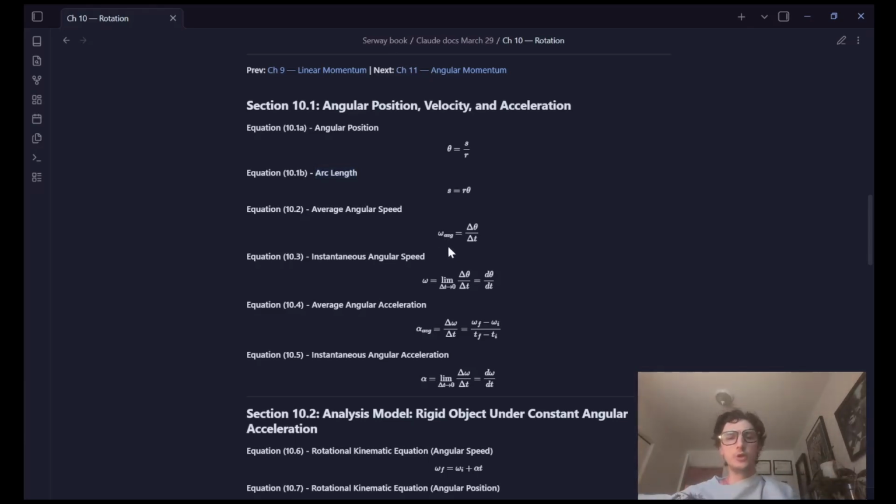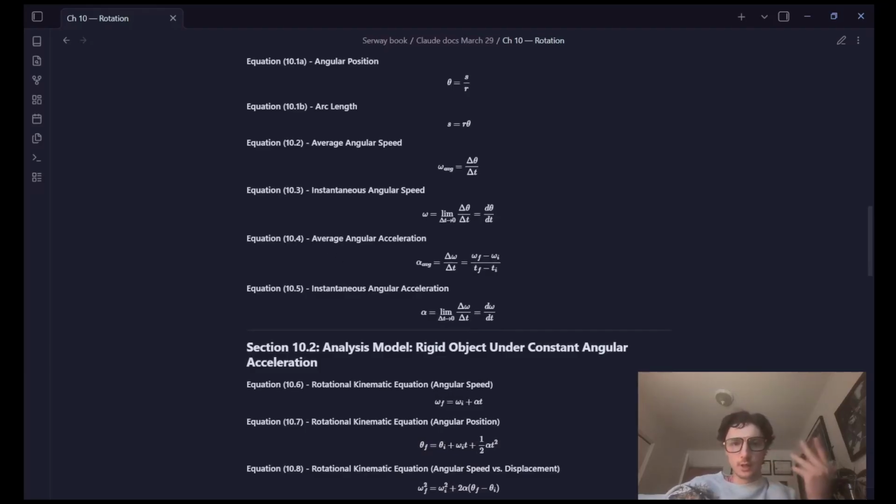Okay, so omega, which is angular speed, is the same as velocity when you learned it back in the day. V is equal to delta x over delta t. Now you just change the x for a theta and you change the v for an omega, and you have the analogy for angular speed. So here is a limit equation. You don't have to worry about it. Just remember what all the symbols mean, and what units they have.